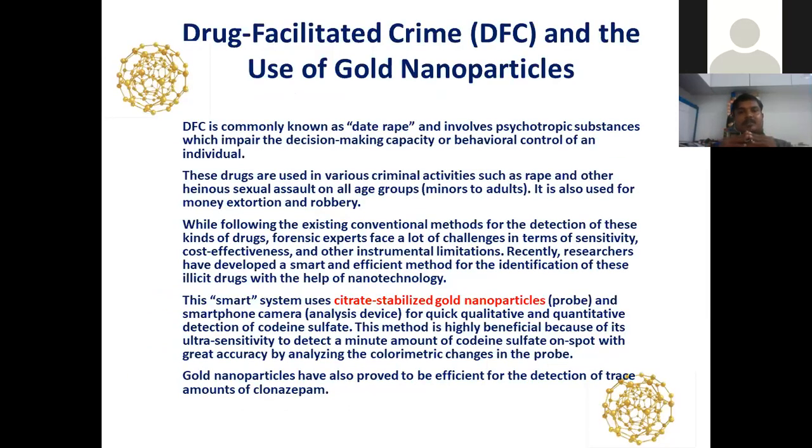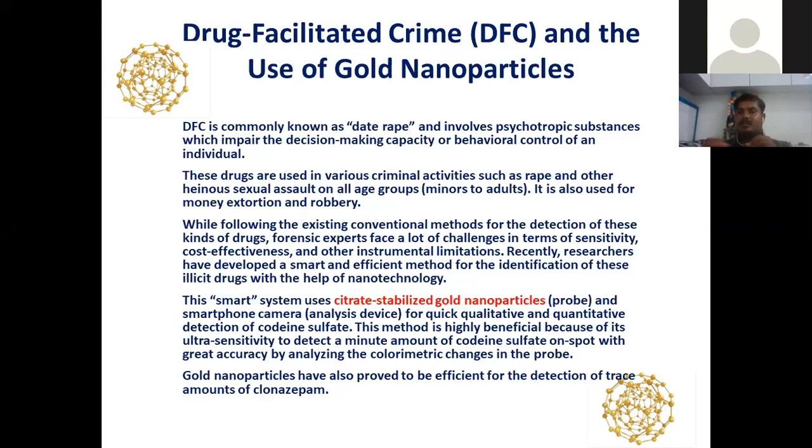The DFC, drug-facilitated crime. Its main purpose involves many nanoparticles, especially gold nanoparticles. Date rape drugs are a major problem throughout the world. In many countries, if you use drugs, they directly kill. Especially in Saudi-like countries, if they find you have 1 gram of drug that is used for bad purposes, they kill.